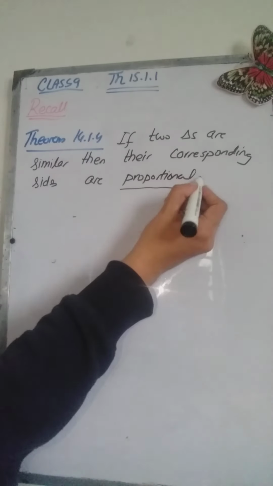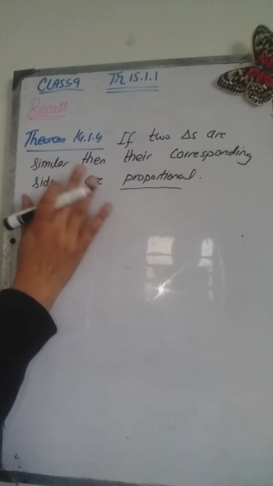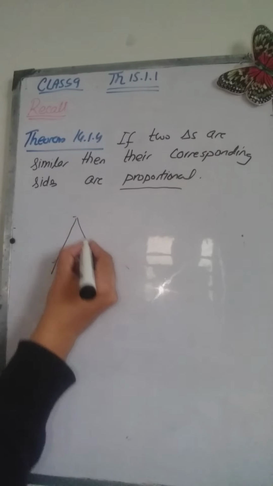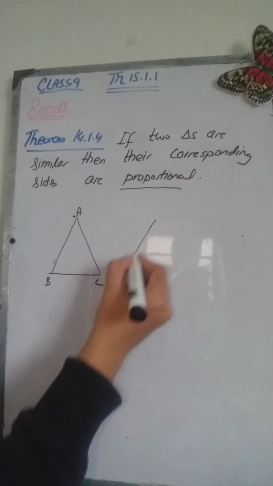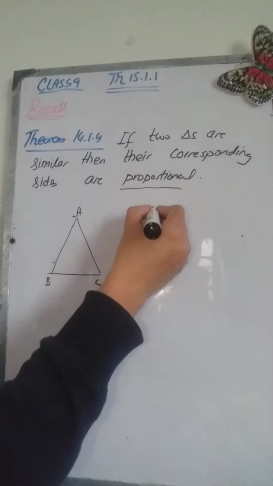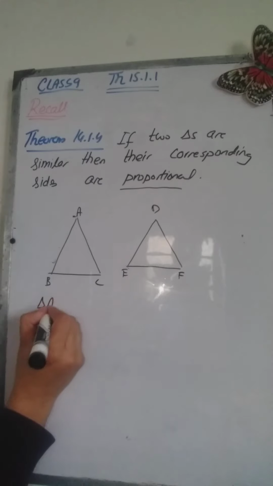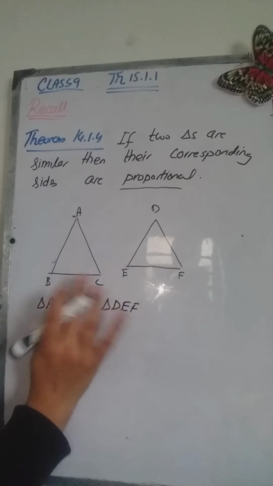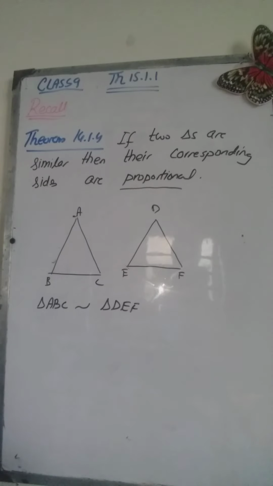Now we know that the word proportional comes when we have equality of two ratios. Now the statement of this theorem says that if you have two triangles, suppose triangle ABC that is similar to triangle DEF. If you know that these two triangles are similar, then their corresponding sides are always proportional. It means that the ratio between the corresponding sides always remains the same.